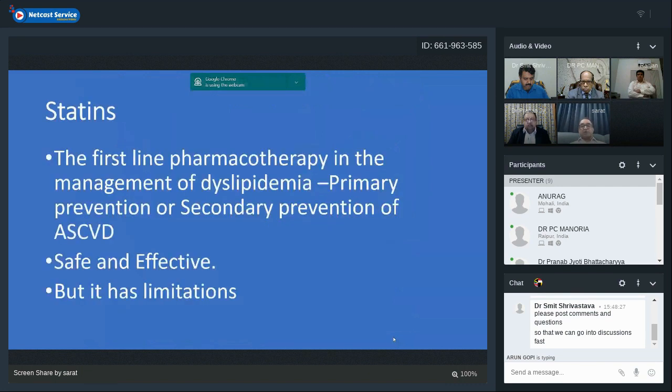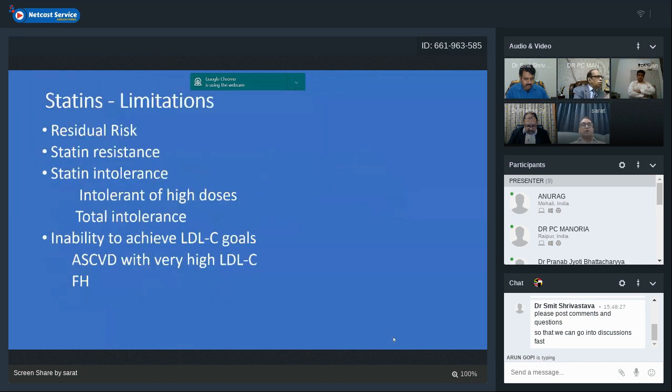Statins were the first-line pharmacotherapy in the management of dyslipidemia for secondary prevention of events as well as for primary prevention. They are safe and effective. But there are some limitations to statin therapy. Now, what are the limitations? There is, most importantly, residual risk. What is residual risk? We all know that compared to placebo, there is an improvement when you use the statins, but still there are certain events. So that is what is implied by saying residual risk.